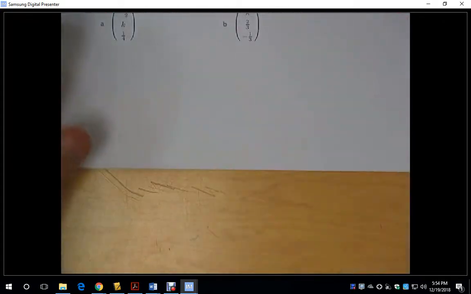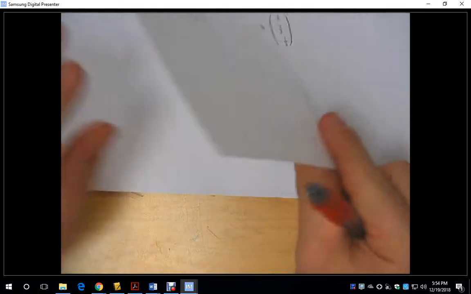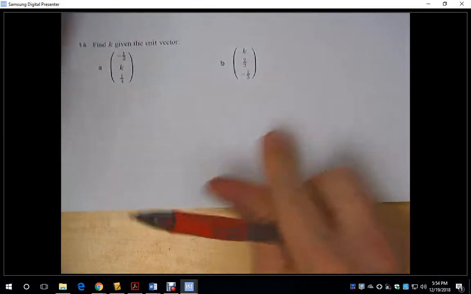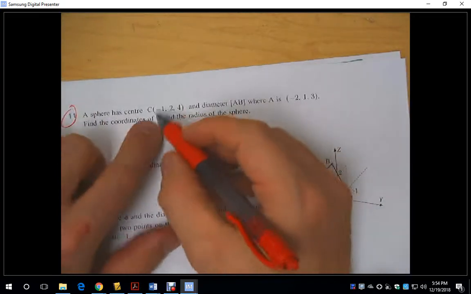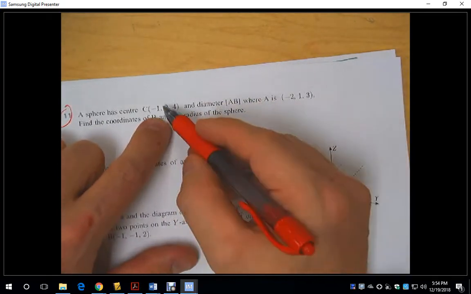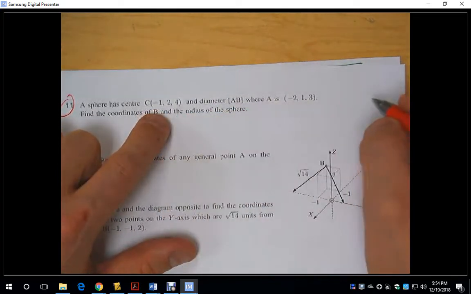I don't have a lot more time left, so I don't know how much further I'm going to go, but we can look at 11. It says a sphere. We have a sphere. We did an example like this already with 2 dimensions in the previous video.